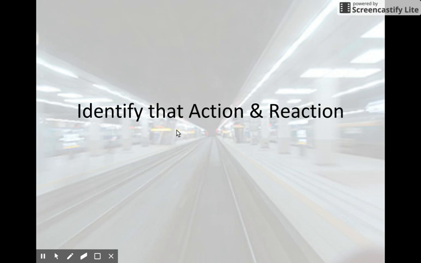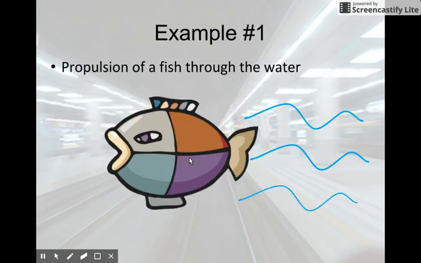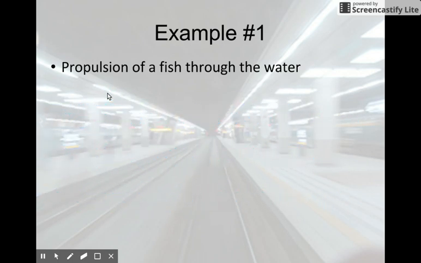So you have some examples here. I want you to identify the action and reaction forces. Example 1, we'll do this one together: the propulsion of a fish through the water. The fish would push backwards on the water. The water is then going to push forwards on the fish, and he swims forward. So the action is the fish pushing backwards on the water. The reaction would be the water pushing forwards on the fish.